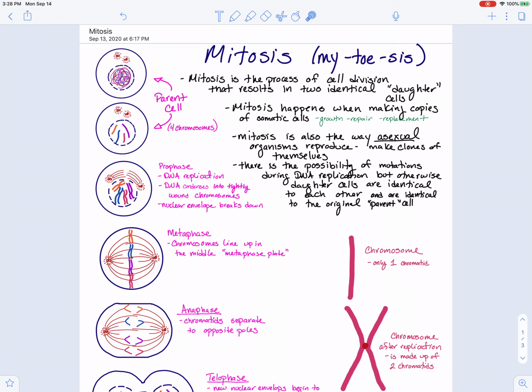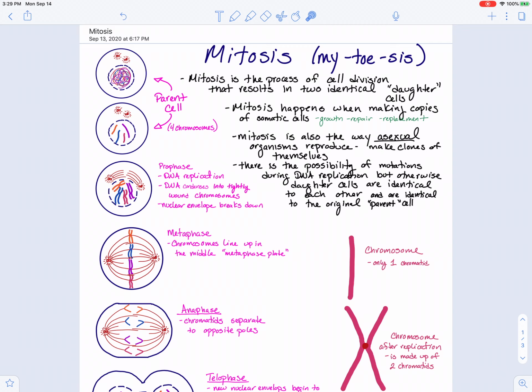Just to go over a brief overview of what's happening, mitosis happens when we're making copies of what are called somatic cells. Those are the cells of your body. So for humans, those are your regular body cells that have 46 chromosomes each. And when we want to make new body cells, they also have 46 chromosomes each. So mitosis happens when we are growing, when we need to repair tissue, or we need to replace tissue.